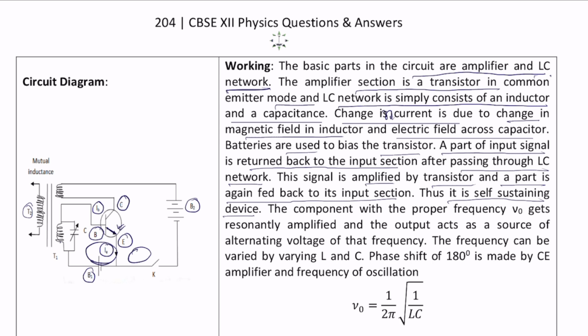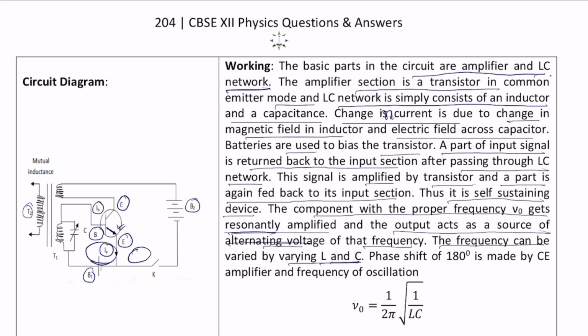The component with the proper frequency nu0 gets resonantly amplified. Resonantly amplified means at a particular phase, at a particular frequency, it is amplified, and the output acts as a source of alternating voltage of that frequency. The frequency can be varied by changing the value of inductance and capacitance.